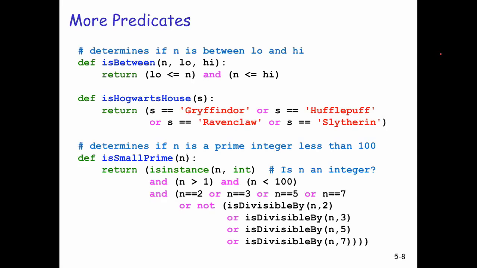Here's a very annoying syntactic detail about Python that you just have to know. If we look at our definition of is Hogwarts house, notice that we have the entire result as a parenthesized expression, and the same thing is true of is small prime. And you might want to know, are those parentheses actually necessary? In fact, they're not. But if you don't use the parentheses, you have to use something called a continuation character.